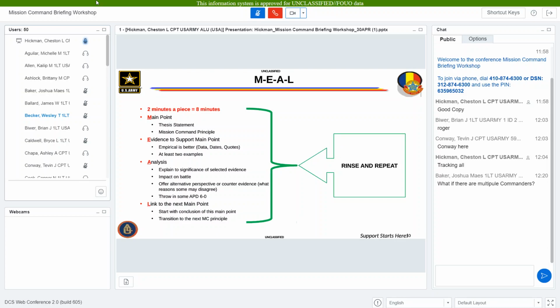We are getting into our analysis of our mission command principles. Okay. Now, 2 minutes per principle is what I recommend, which is 8 minutes total. So it should take you 8 minutes to articulate all 4 of your mission command principles. Okay. So I've got the MEAL format to give you a good structure to go off of while you're analyzing your principles. So your main point. Okay. It sounds exactly like what it is. It's what is supporting your thesis. Okay, General Hooker failed to exercise initiative during the Battle of Chancellorsville. Okay, that's it. That's your main point for your thesis.